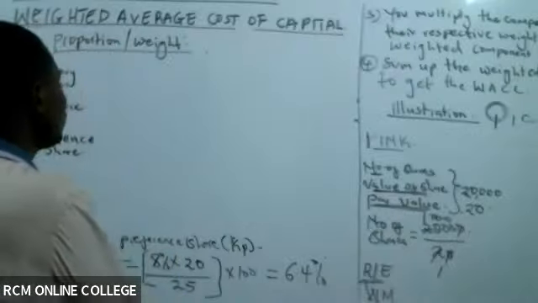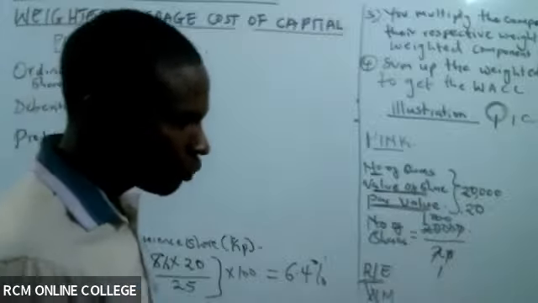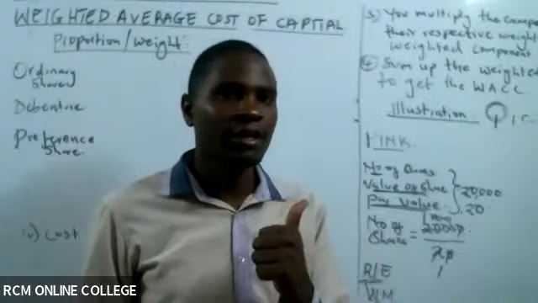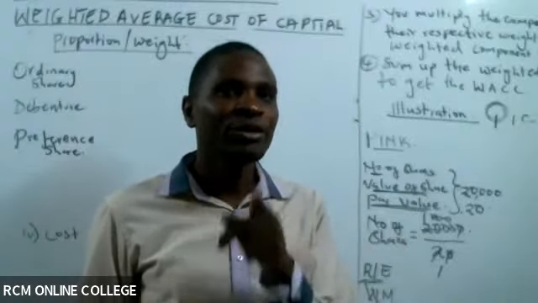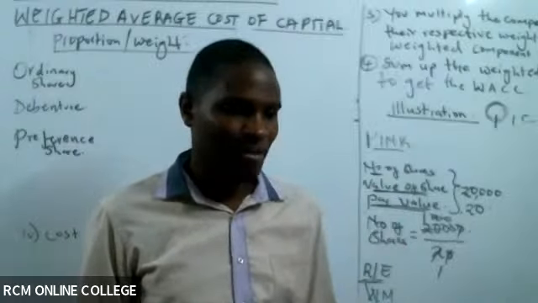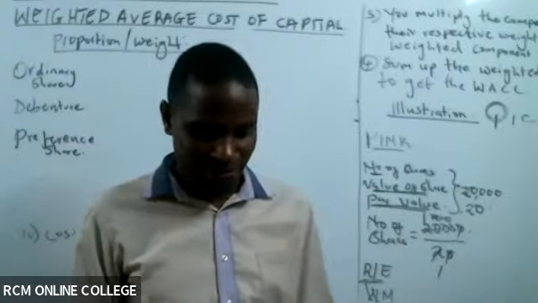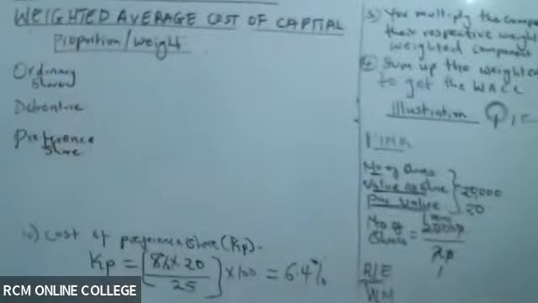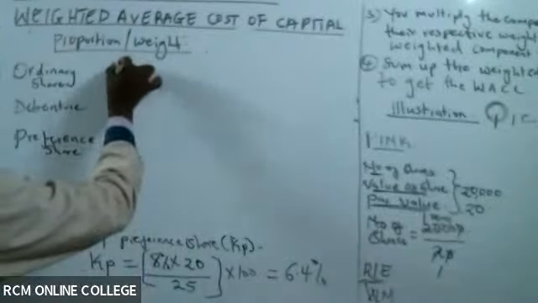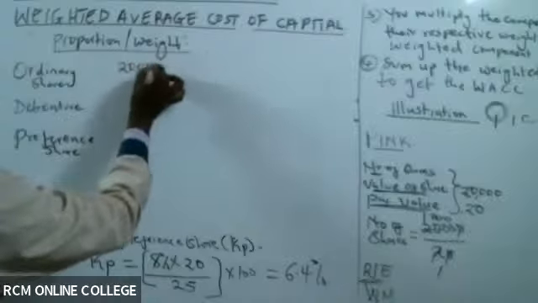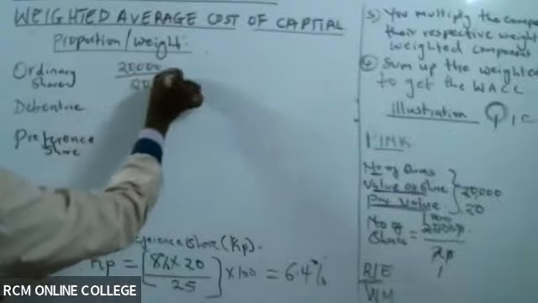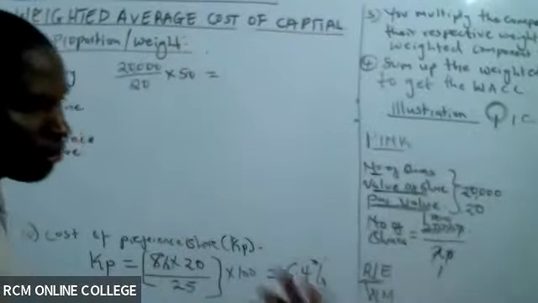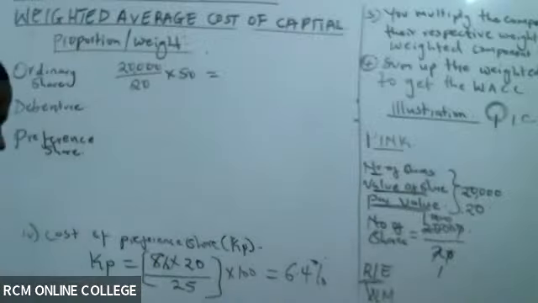Now, I want to get the proportion. So I have, first of all, to get the value of my ordinary share using the current market price. So I have the value divided by the par value times the current market price, which is 50. What is the value of my ordinary share using the current market price? Itakuwa this one. Then debenture, you do the same.